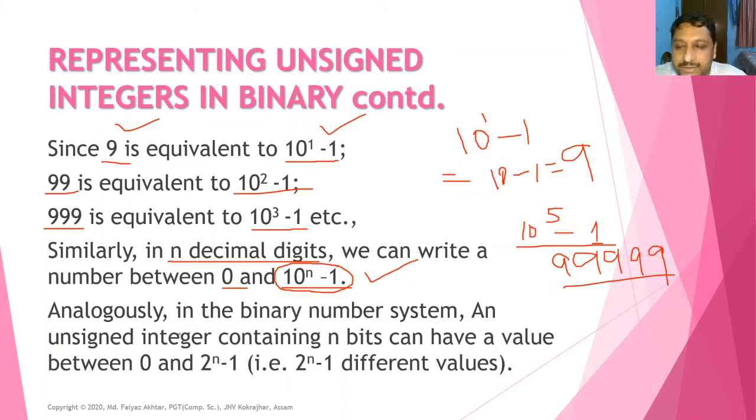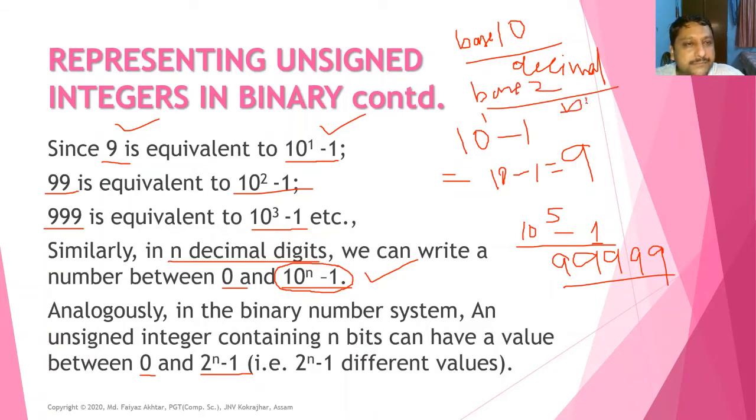Now, analogously, in the binary number system, an unsigned integer containing n bits can have a value between 0 and 2 to the power n minus 1. In the decimal number system, the base is 10, and for the binary number system, the base is 2.